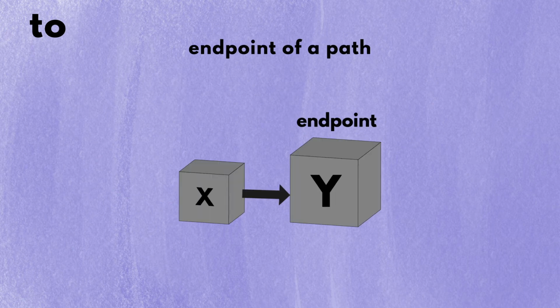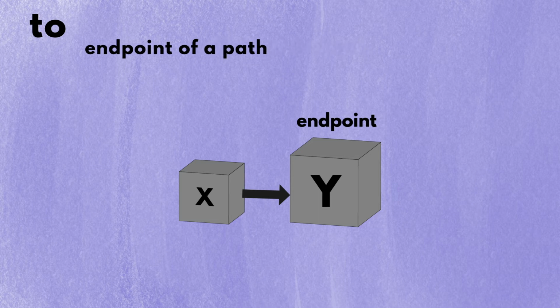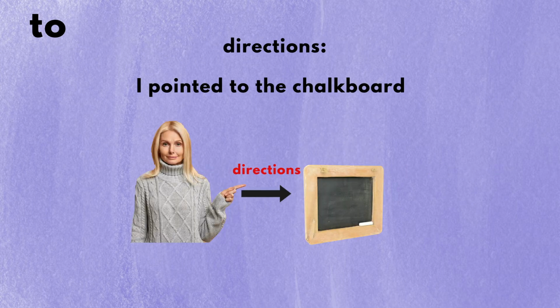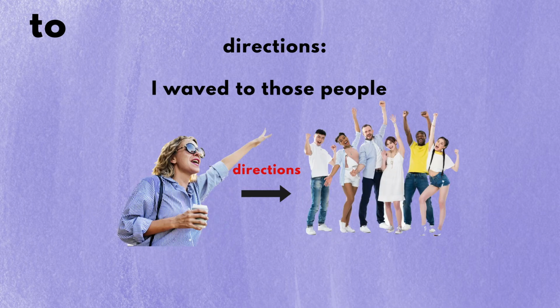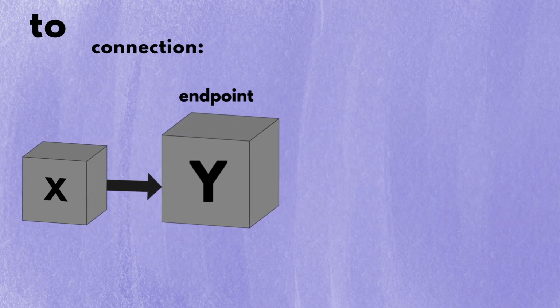Let's begin with the word "to." As mentioned above, the core meaning of "to" refers to the endpoint of a path. This meaning also took on the meaning of direction, as in "I pointed to the chalkboard" or "I waved to those people." Another meaning of "to" is connection.